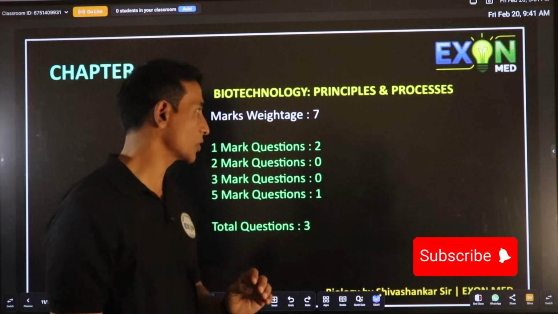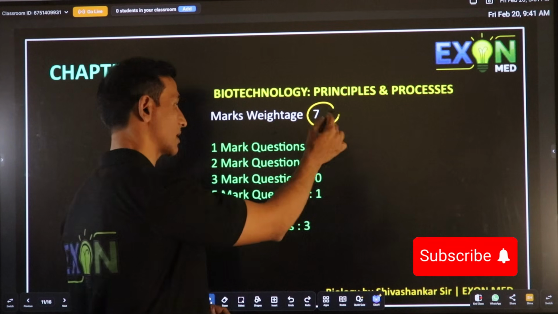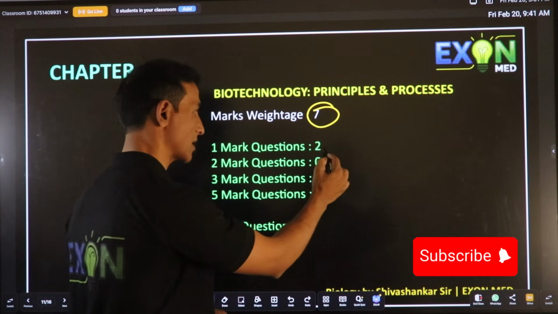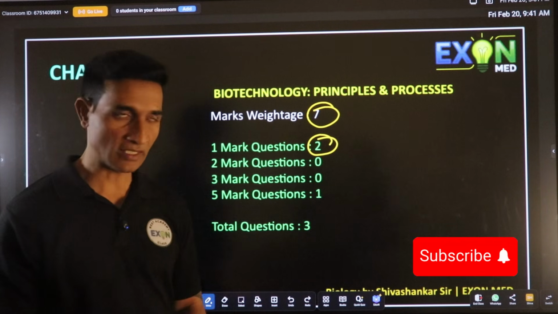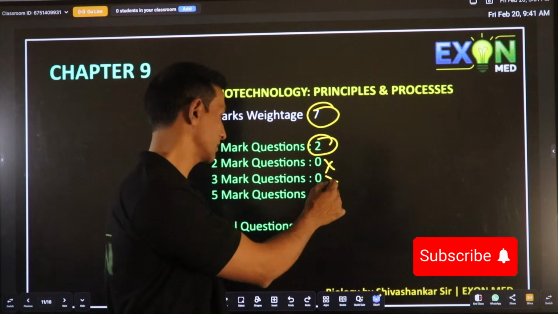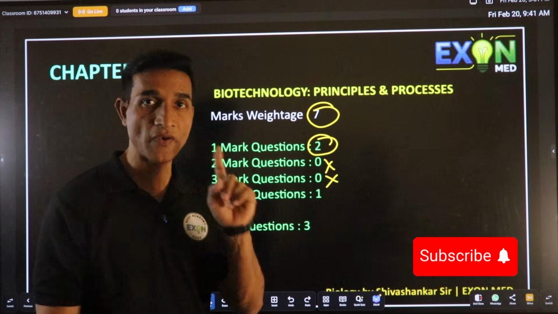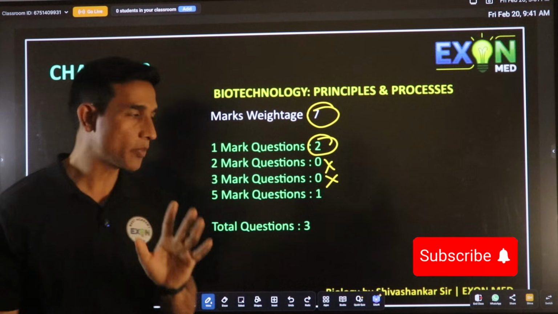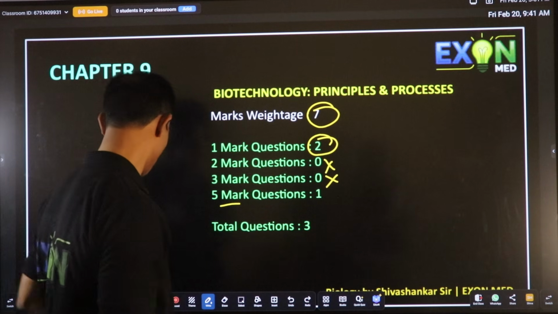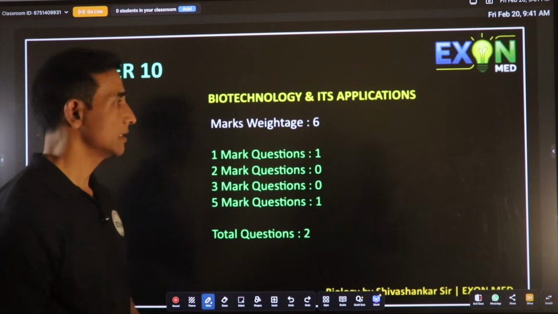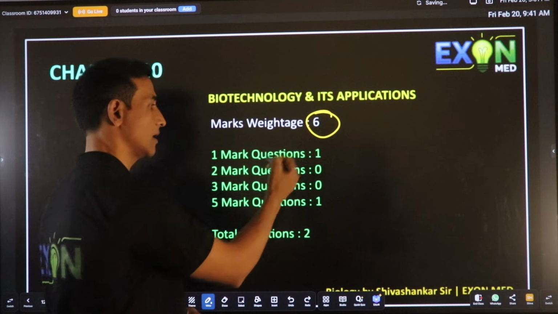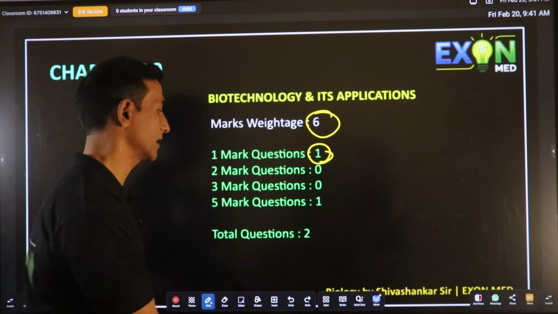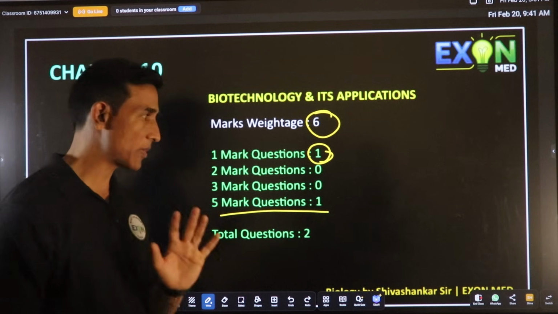Biotechnology: principles and process. The weightage is 7 marks. You can expect 2 questions of 1 mark, MCQ and fill in the blanks, no 2 mark or 3 mark questions, and one of the important 5 mark questions will be asked here. Biotechnology and its applications: the weightage is 6 marks, and here you can expect 1 MCQ and 1 question of 5 marks only.